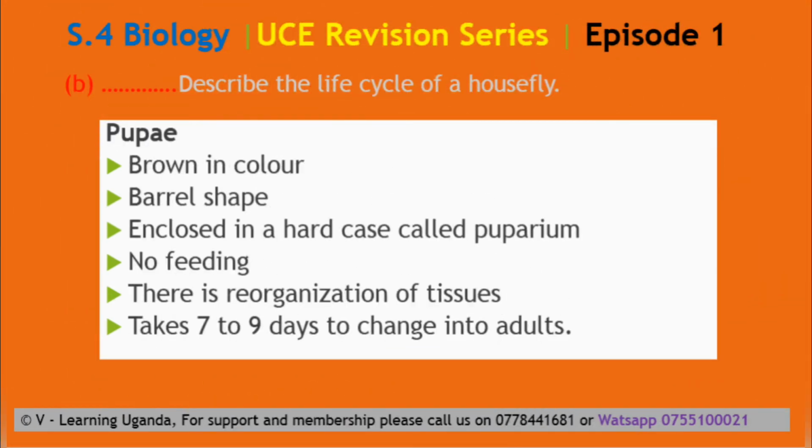Now the pupae are brown in color. They are barrel shaped. They are enclosed in a hard case called puparium. There is no feeding in this stage. There is reorganization of tissues, and then they take about 7 to 9 days to change into adults.